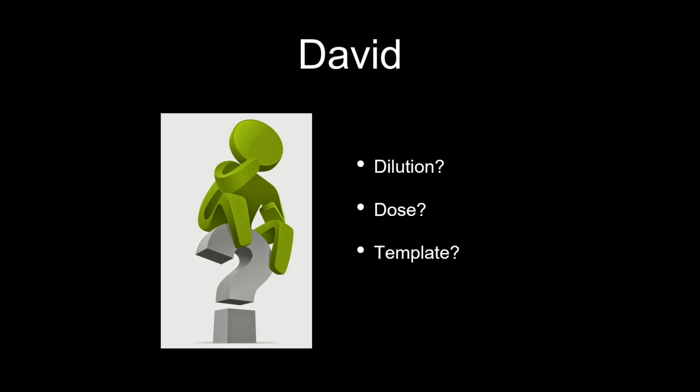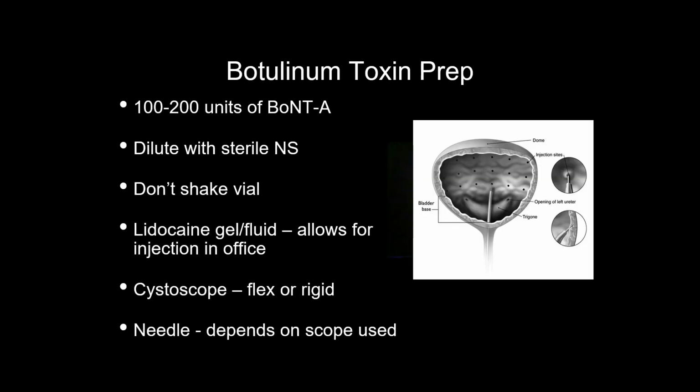So we're going to talk about toxin dilution, dose, template, all these things. So prep: it's 100 or 200 units, and I use one of those two doses, diluting it with saline. Don't shake your vial. It's a light chain and a heavy chain. If you shake your vial, you're going to disrupt that disulfide bond, lose the heavy chain and light chain connection, and it's not going to work.